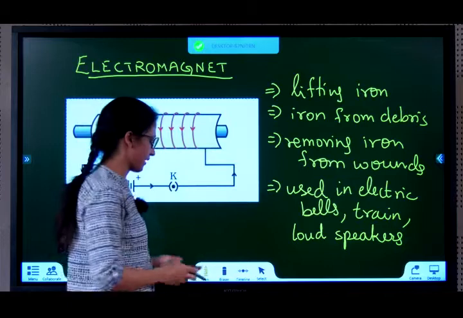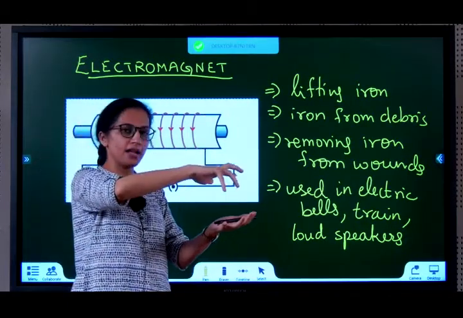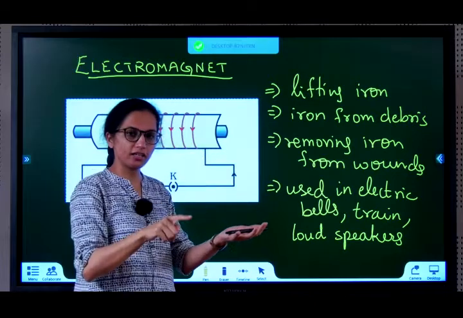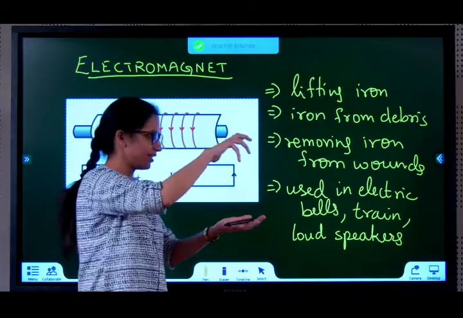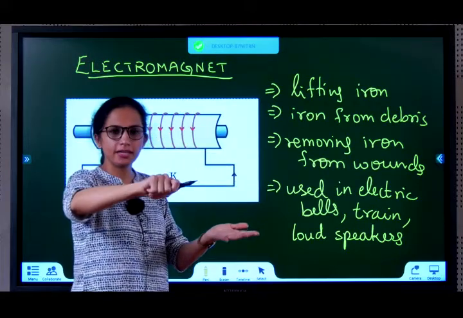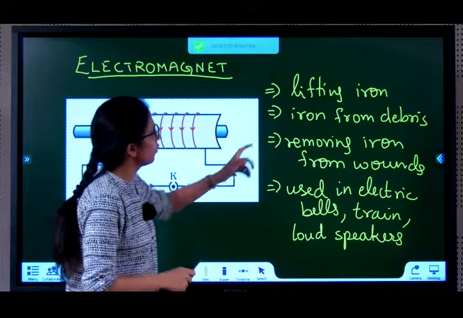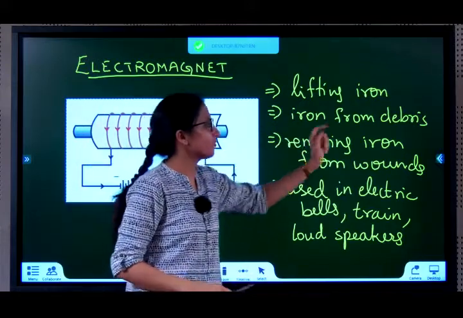Now if I want to lift an iron substance, what happens? Let's say this is the electromagnet, it will go here, and when you switch on the current, then this will become magnetic. Now it is magnetic, it will lift it. You go to another place and now switch off the current, it will simply drop it. So, lifting iron from debris.